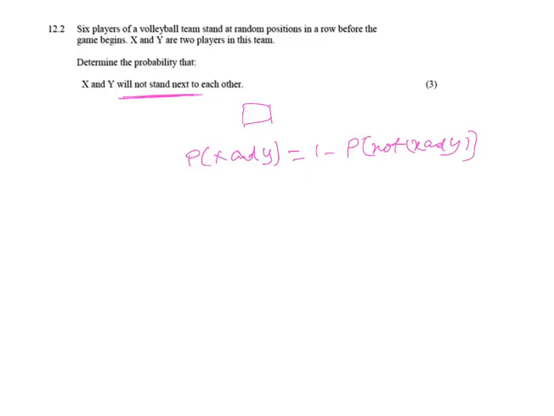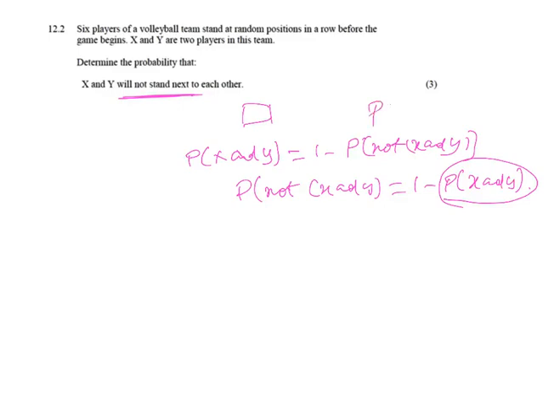That is what I do here. So to find the probability of not X and Y, I must write it as 1 minus the probability of X and Y. So first I find the value of the probability of X and Y together, and then I can find it not together. That's what I'm going to do here.